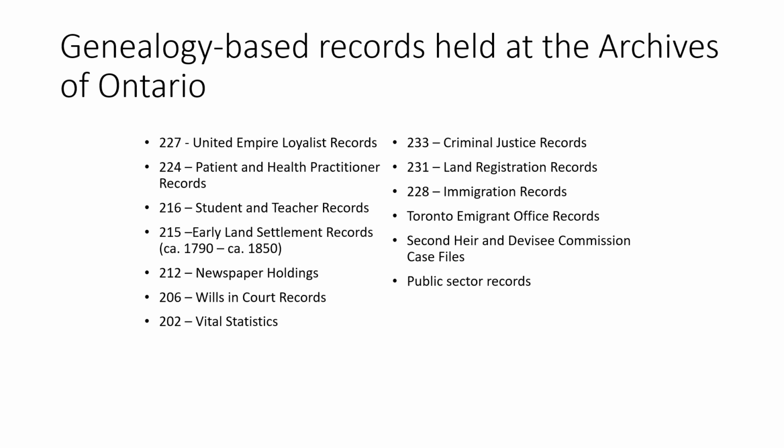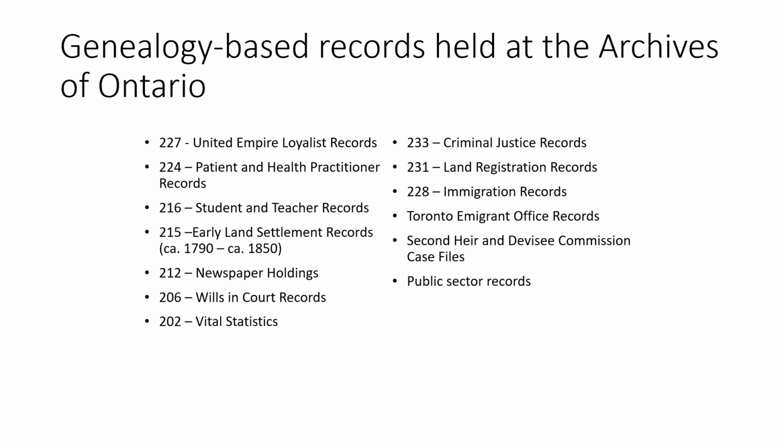So this is a generalization of what they have, and they have different numbers for every record collection. I'll show you a better page that lists these out. But again, they have UEL records related to the Loyalists that settled, and patient and health records. These are records from selected hospitals. Not all hospitals have been sent here. Basically, you can summarize this as government records for the province of Ontario and some public sector corporation records, like any Ontario government-based corporation.